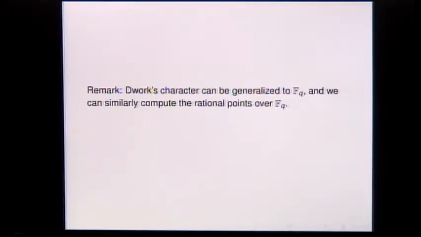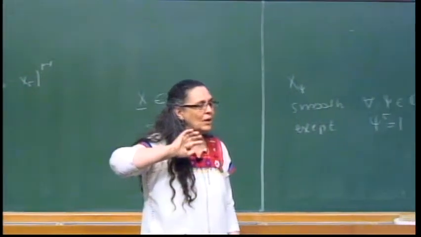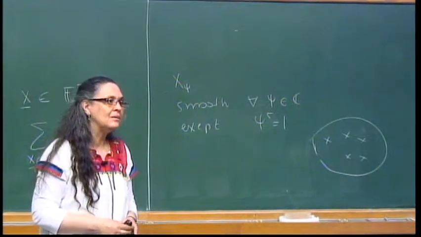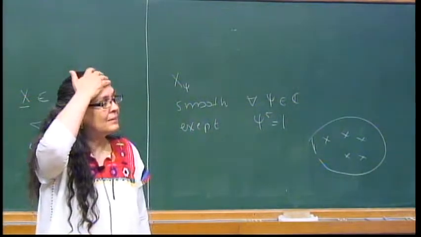So just a remark. The Teichmüller character can be generalized to F_q, as I said, and we can similarly compute the rational points over F_q, right? I won't do that because I think you can use your imagination to see how that goes. Yes, I said that last year. That's right, for p equals 5 you are in trouble, because you have a 5 there, and this is a polynomial of degree 5. So at the moment I'm not including p equals 5. We will see what happens with the L function when p is 5 later.